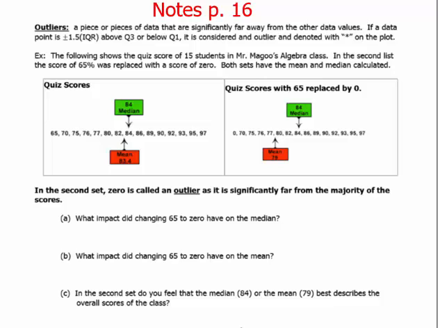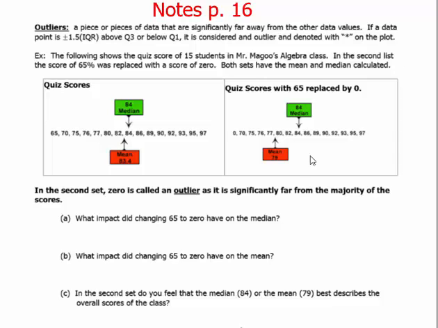If we do a box and whisker plot, we usually put it on there with an asterisk. So we'll talk about actually how to do this in a moment. Here's an example for you to show how an outlier can affect your measures of central tendency. The following shows the quiz scores of 15 students in Mr. Magoo's algebra class. In the second list, the score of 65% was replaced with a 0. Both sets have the mean and the median calculated.